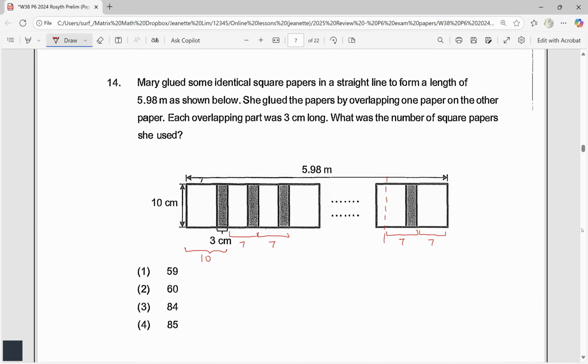So 598. So this one converted to cm is 598 cm. Minus the first one, which is a 10, you get 588. Then the remaining squares would be all 7 cm. So divide by 7, which is 84. Then add back the first square. We took away the 10 cm from the first square. So the total number of squares would be 84 plus 1. Okay, so answer option 4.